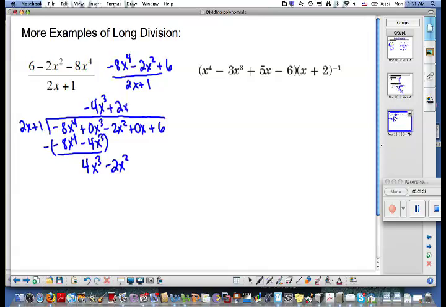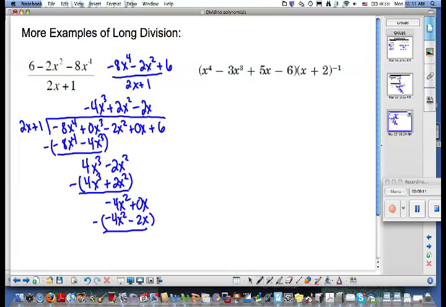2x needs to be multiplied by 2x squared in order to get 4x to the third. And then 2x squared times 1 is plus 2x squared. That gives us, when we subtract, 4x cubed minus 4x cubed cancels. Negative 2x squared minus 2x squared is negative 4x squared. Bring down the 0x. 2x needs to be multiplied by negative 2x in order to get negative 4x squared. And negative 2x times 1 is negative 2x. When we subtract, negative 4x squared minus a negative 4x squared cancels. 0 minus a negative 2 is 0 plus 2, which is 2x.